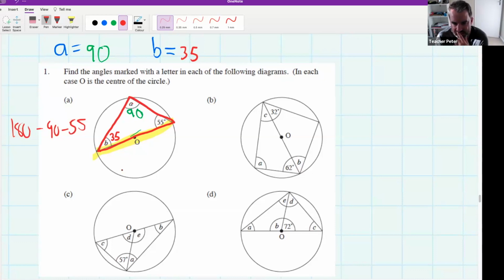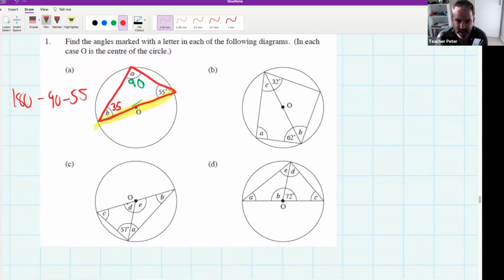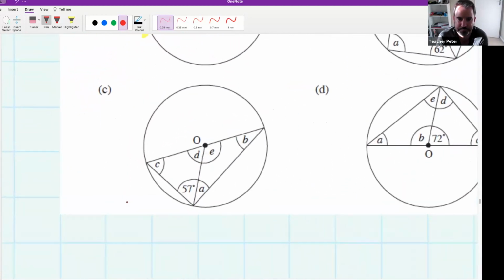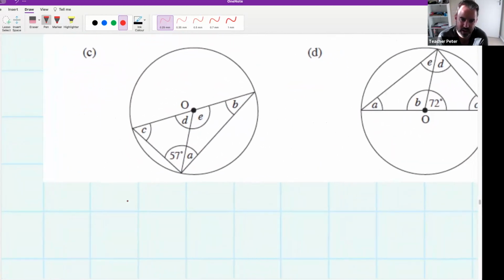Okay, let us go down to C. Are we going to do question C now? And I'm going to slow down a little bit. And what we know here, I want to start with is what is the size of angle A in this drawing? What is the size of angle A?